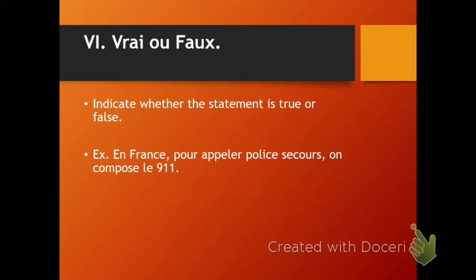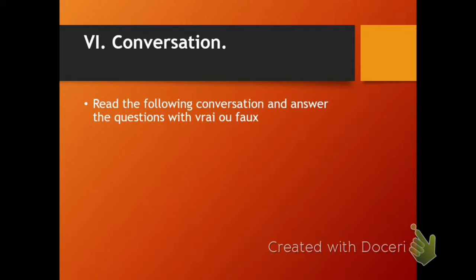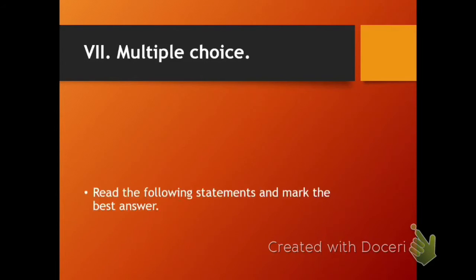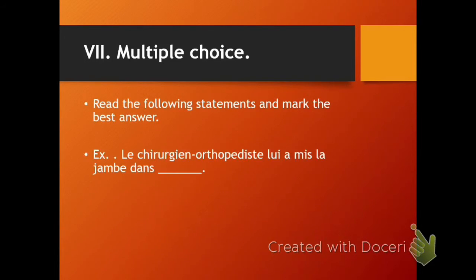Okay, let's go on to our next section. Part 6 will have a short conversation. In this section, you'll need to read the following conversation and answer the questions with either vrai or faux. No examples here, because the conversation will be part of the test. Our next section will be part 7, which will be some more multiple choice. What you need to do is read the following statements and mark the best answer.